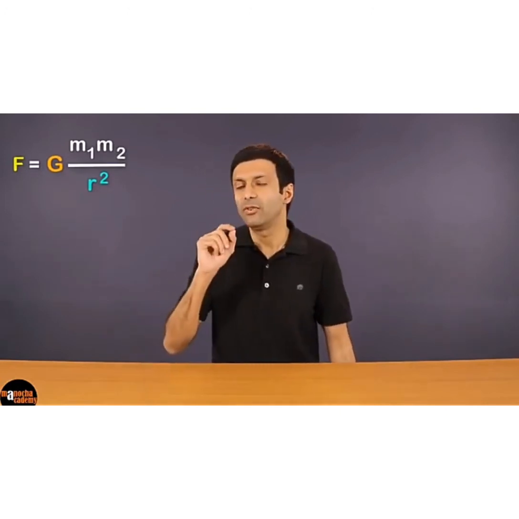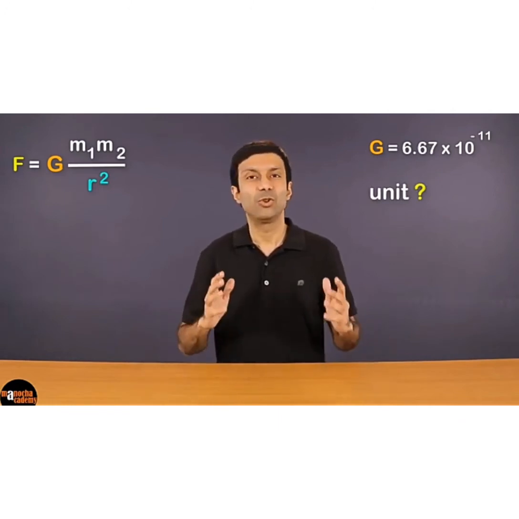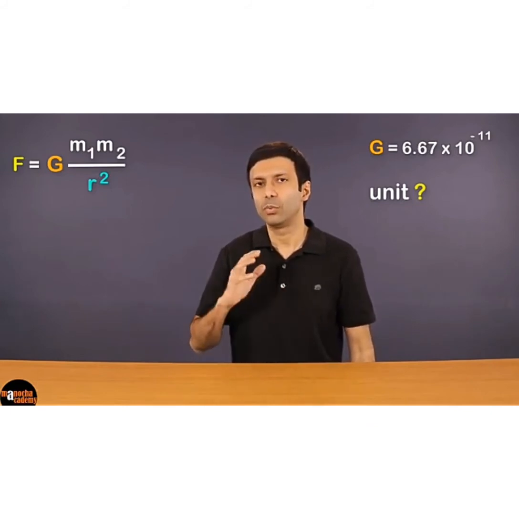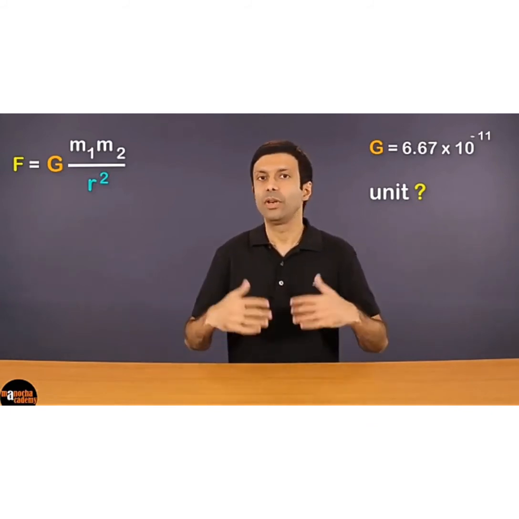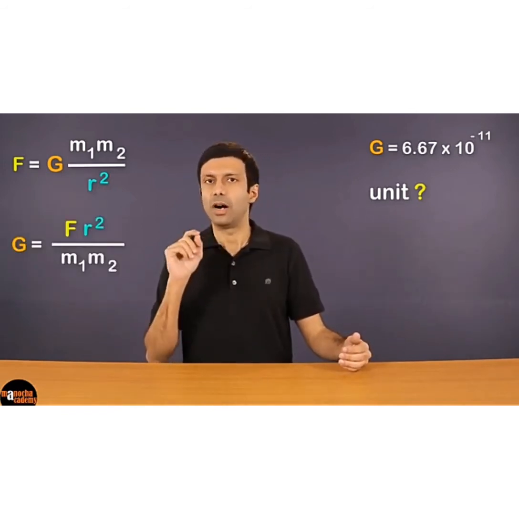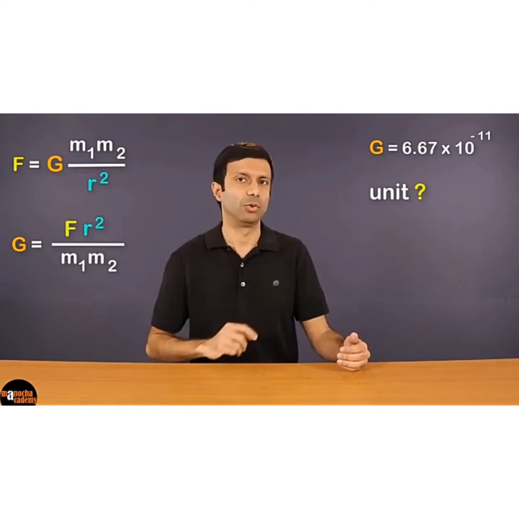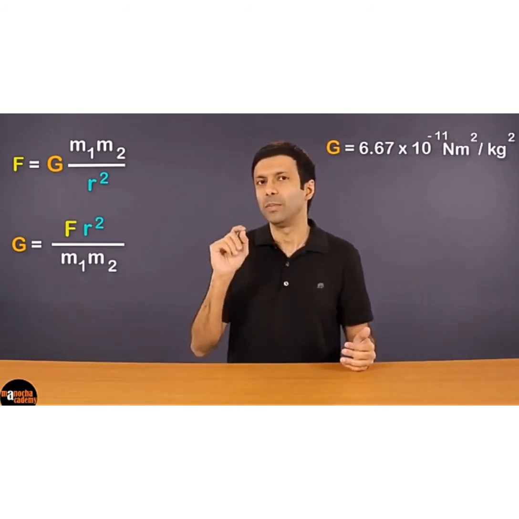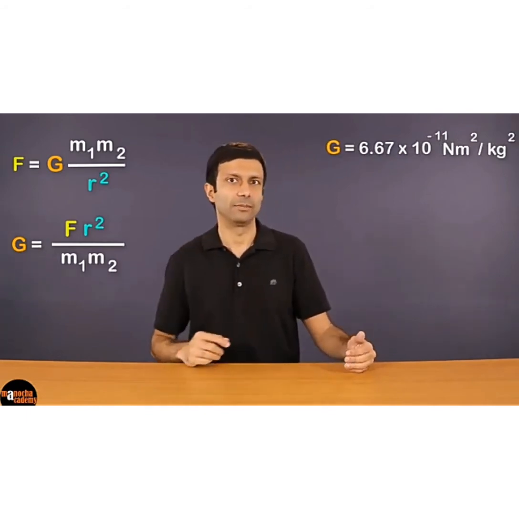The scientists measured the value of G. It's really small, 6.67 into 10 to the power minus 11. Now what are the units of G? Well, there's no need for you to remember it. You can easily derive it from the formula we just did. So if you rearrange the formula, we get G equal to F r square by m1 m2. So what will the units of G be? Newton meter square by kg square.